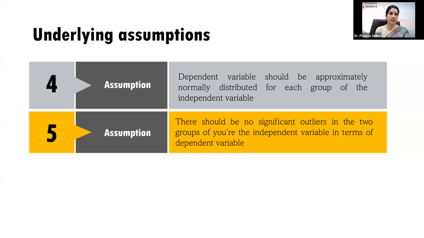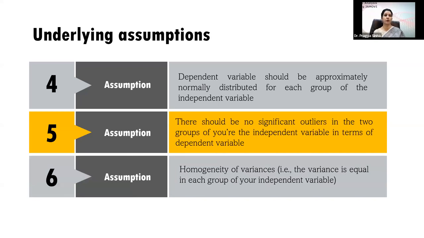The other assumption is the dependent variable should be approximately normally distributed. We always use the term approximately normally distributed because the independent sample and paired sample t-tests are considered robust tests. So with slight deviation from normality you can always go for these tests. The Mann-Whitney U and Wilcoxon signed rank test are not always needed because the t-test tolerates slight deviation from normality. And again, there should not be too many significant outliers in the two groups of the independent variable in terms of the dependent variable. And there's one more assumption which we talked about in the beginning regarding the variance.